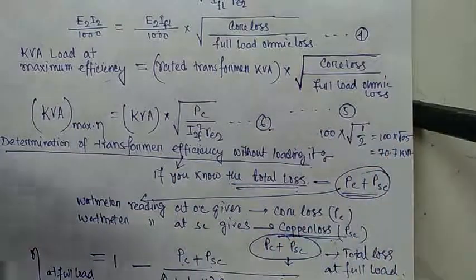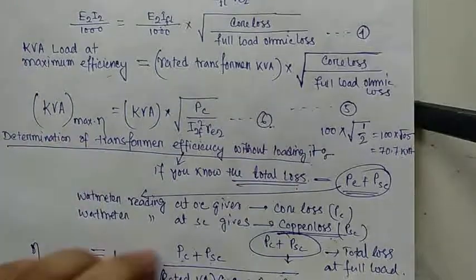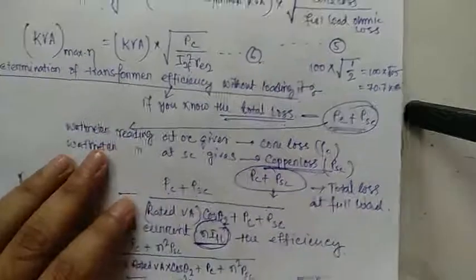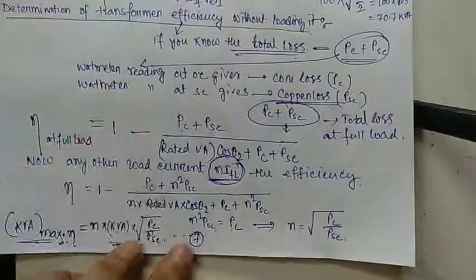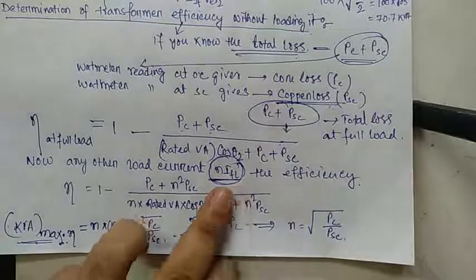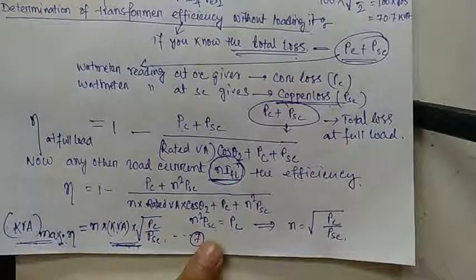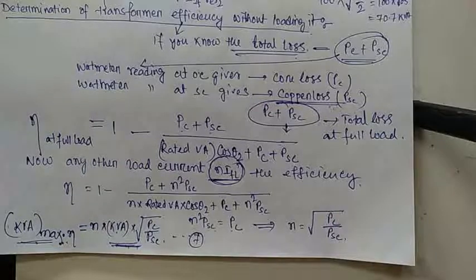So this is the simple example. Just remember this equation number 6, and the last equation, when we take another load current N IFL, is equation number 7. Just remember that. So thank you. If you have any query, please contact me.